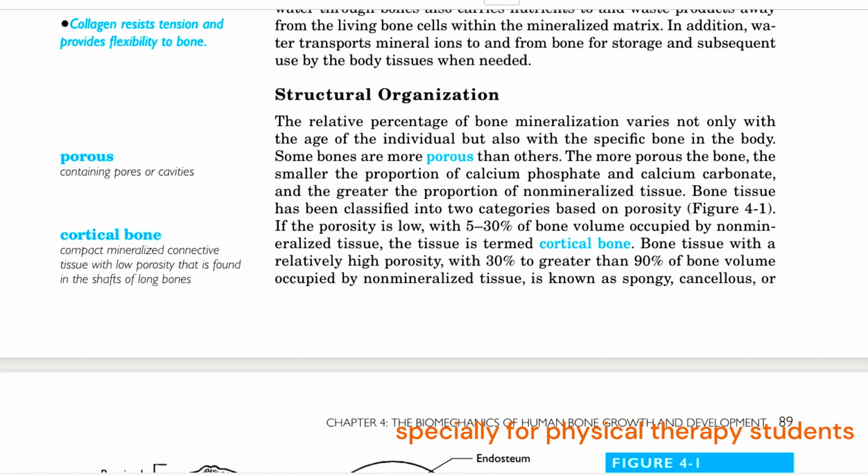We can just highlight how porous the bone is. Okay, so starting with the two types. First is cortical bone. Cortical bone is basically hard bone, okay? You can just say that the hard, strong outer layer of bone is called cortical bone.